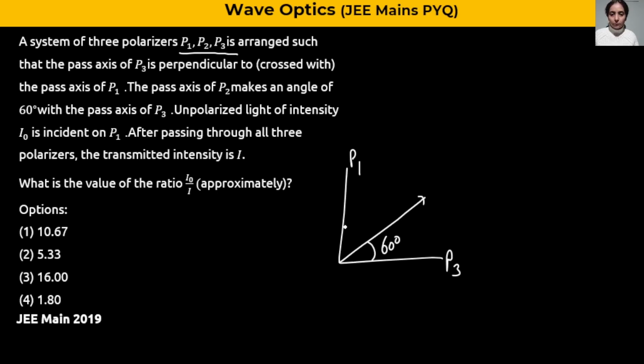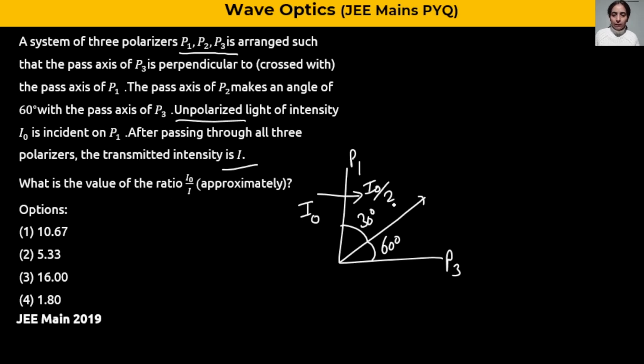अगर ये 60 है तो ये तुम्हारा क्या होने वाला है? This is your 30 degree. ठीक है, so this is this thing. Unpolarized light of intensity I naught is incident on P1. So यहाँ पे I naught तुम्हारा incident है which is unpolarized light, right? So यहाँ से जो लाइट जाएगा it will have intensity of I naught by 2. After passing through all these three polarizers, the transmitted intensity is I. What is the value of ratio I naught by I?